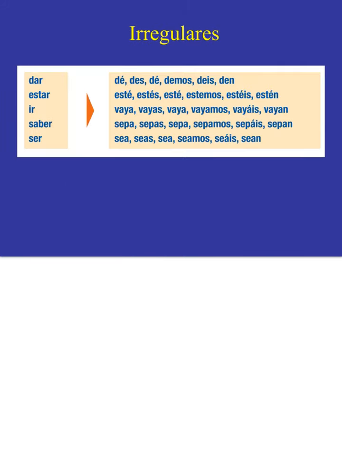The irregulars are the same as your commands too, so you can even write a note to yourself. See command notes. Dar, estar, ir, saber, and ser are the only 5 verbs that don't follow that go to the yo form rule.